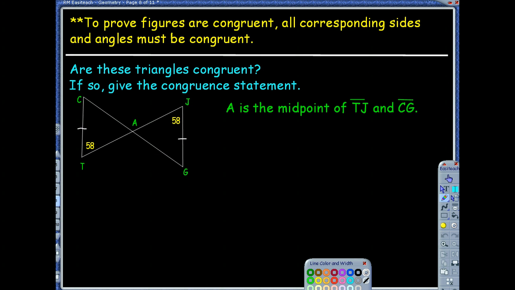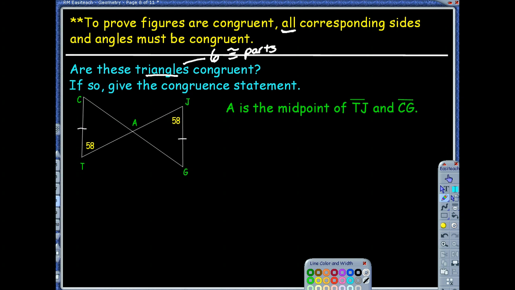Now this question is going to lead us into where we're going to eventually go with proving figures that are congruent. They just said, are these triangles congruent? Now, the blurb up the top says, to prove figures are congruent, all corresponding sides and angles must be congruent. So we need 6 things to prove triangles are congruent, 6 congruent parts. If there were two quadrilaterals, you'd have to have how many parts? 8. Okay. It says, if so, give the congruent statement.